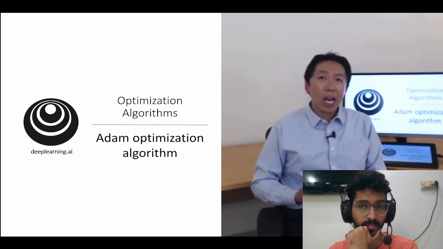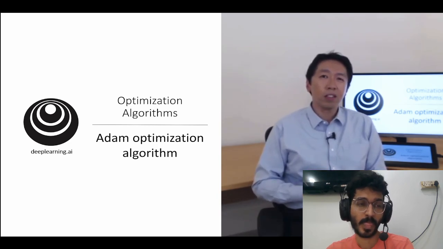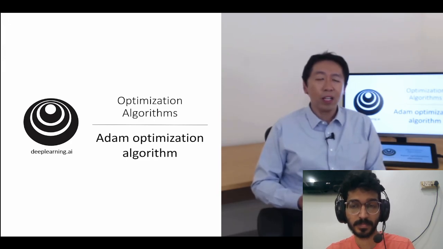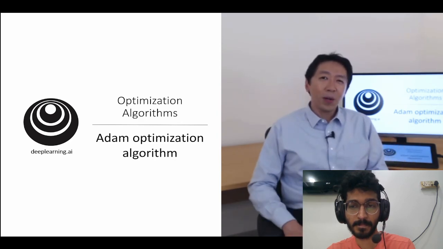So RMSProp and the Adam optimization algorithm, which we'll talk about in this video, is one of those rare algorithms that has really stood up and has been shown to work well across a wide range of deep learning architectures. So this is one of the algorithms that I wouldn't hesitate to recommend you try, because many people have tried it and seen it work well on many problems. And the Adam optimization algorithm is basically taking momentum and RMSProp and putting them together. So let's see how that works.